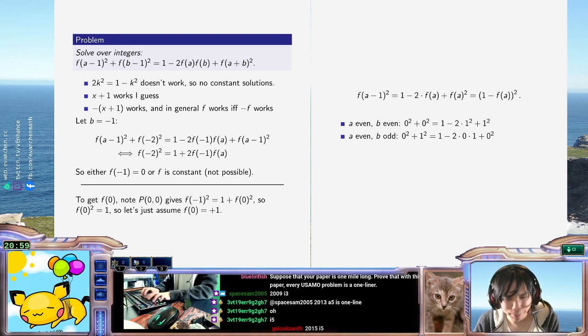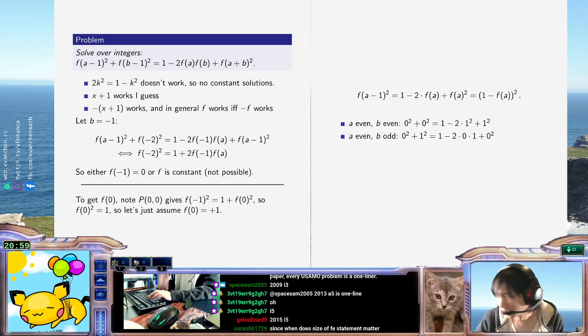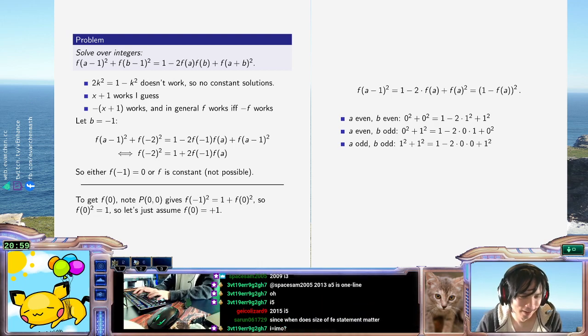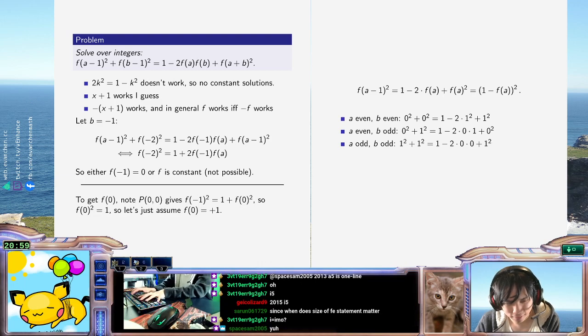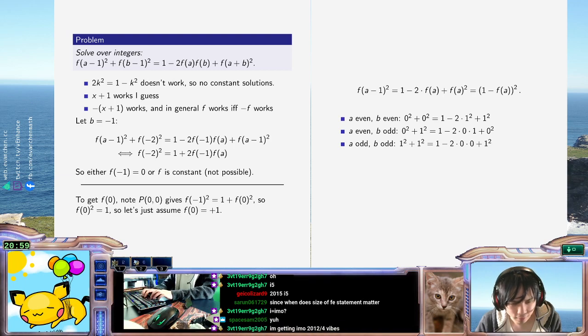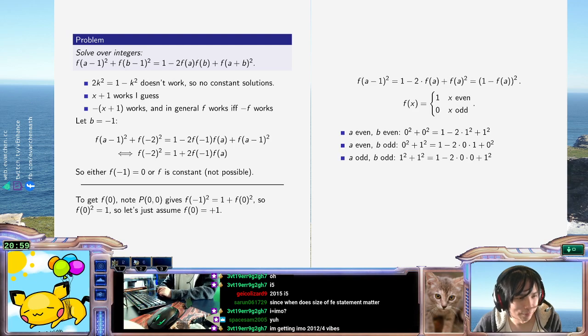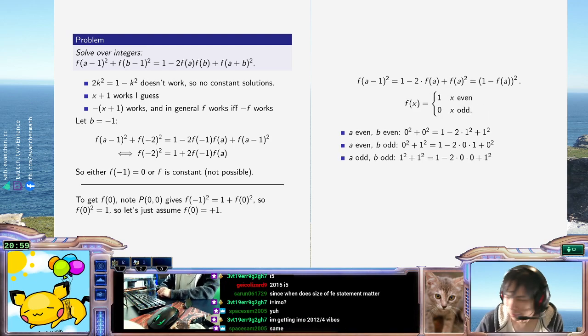See, I was right. The parity function works. See? I'm not crazy. Everyone was telling me it didn't work. I'm getting IMO 2012 4 vibes. Yep. All right, so I'm not crazy, right?